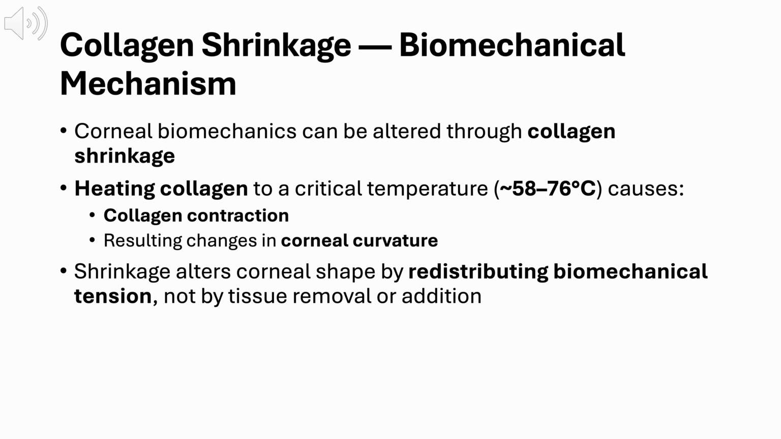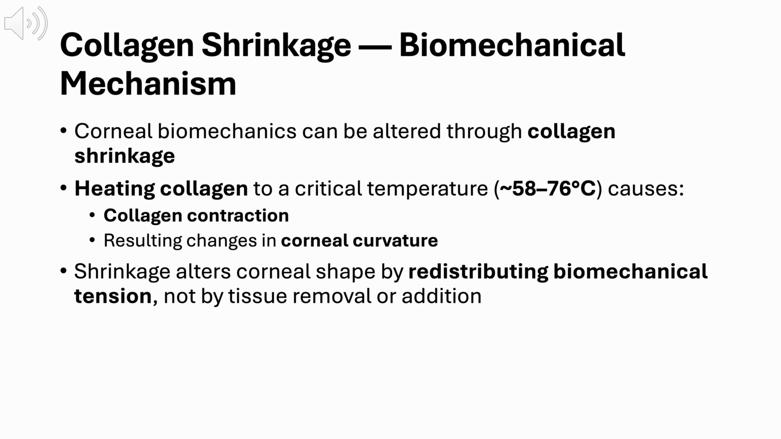Now let's talk about collagen shrinkage, which changes corneal shape through biomechanics rather than tissue removal or addition. The key idea here is that corneal biomechanics can be altered by heating collagen. When stromal collagen is heated to a critical temperature, roughly between 58 and 76 degrees Celsius, the collagen fibers contract. That contraction creates localized shortening of collagen lamellae, which in turn leads to changes in corneal curvature.